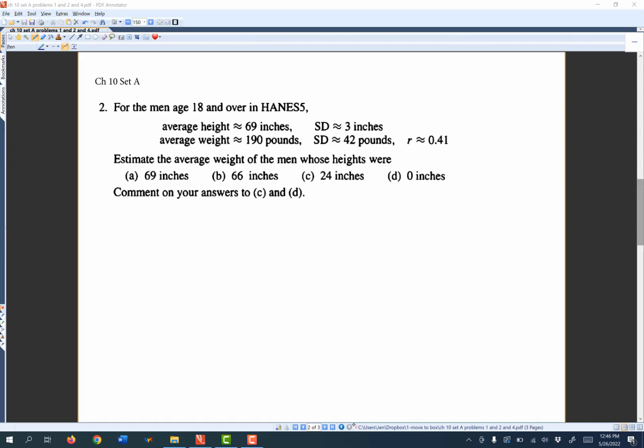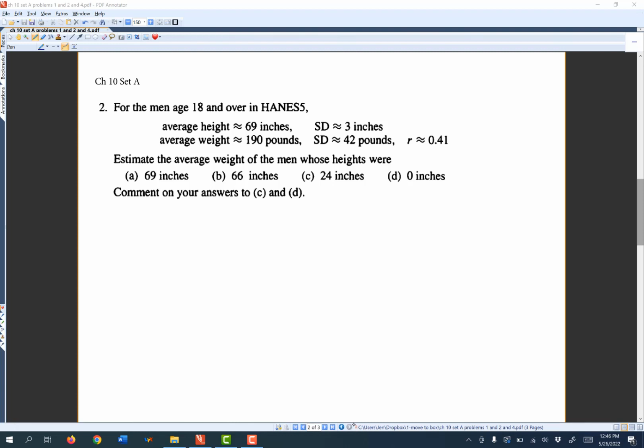This is chapter 10, set A number 2. It tells us for men age 18 and over in the Haynes study, we have an average height, their SD, the average weight, the SD of the weight, the correlation. So we want to estimate the average weight of the men whose heights were, and we're going to do this 4 times. Okay. First thing, I always write down the information they give me, but they already did that nicely here.